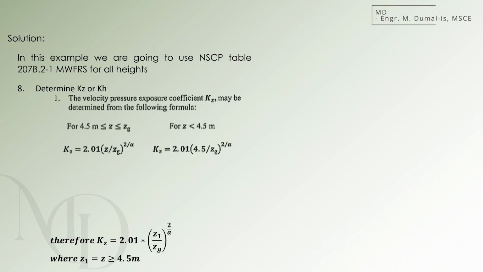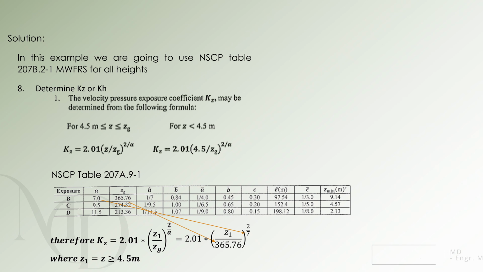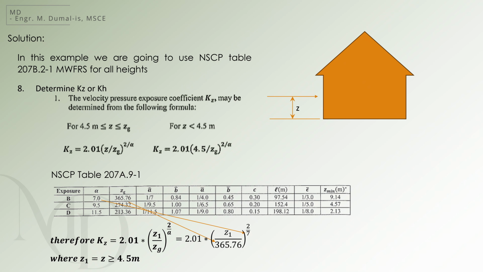The values of z sub g and alpha are not arbitrary. We obtain them from table 207A.9-1 of the code. Now let us go back and define what z is.